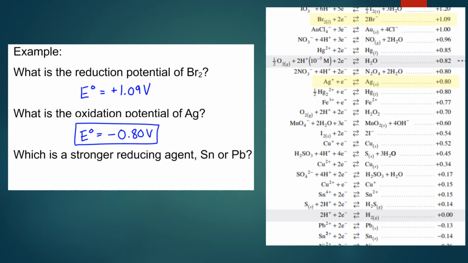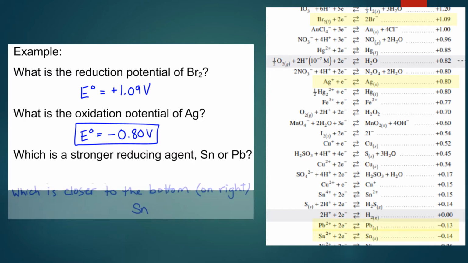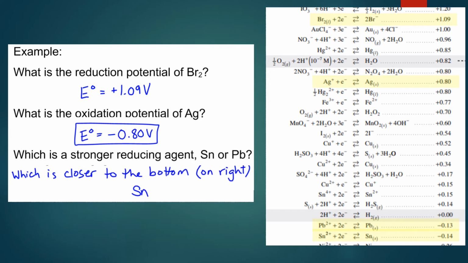And then another question you could get is which is a stronger reducing agent? Well, we can just locate both of those on the chart. Both Sn and Pb are found on the right-hand side of the equation, and the stronger reducing agents are found closest to the bottom. So in this particular case, Sn is a stronger reducing agent.